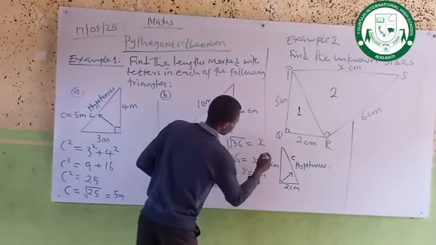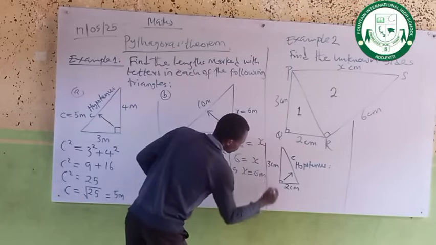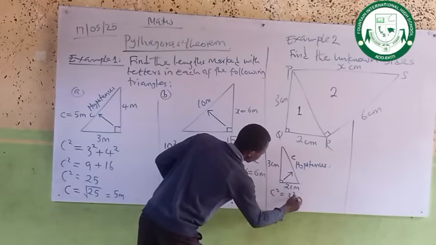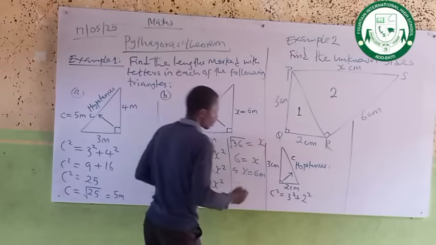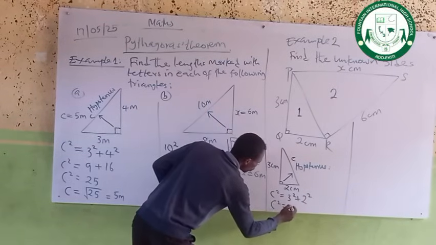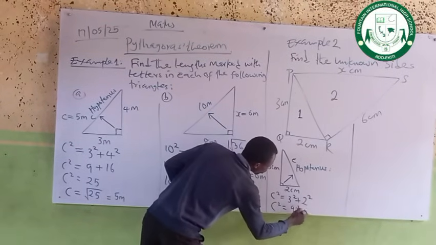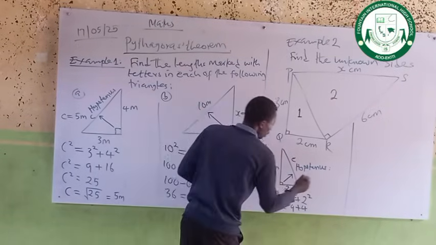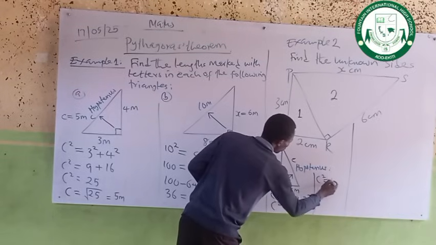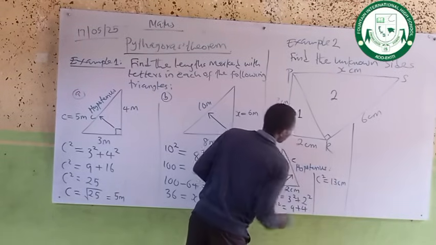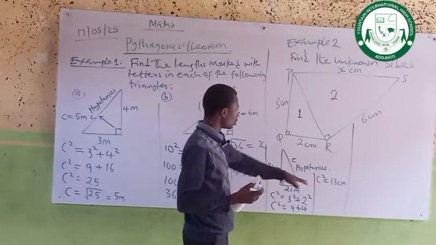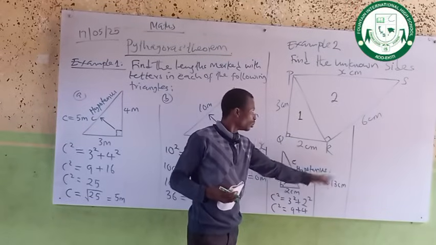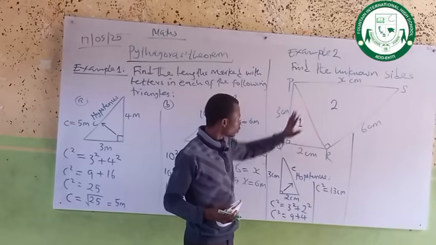So I'm going to have C squared equals 3 squared plus 2 squared. So that means C squared is equal to 9 plus 4. 9 plus 4 will give you 13. So it means that C squared equals 13 centimeter. Now I'm not going to get the square root of 13 because I want to use it here. Using it here in this form will make the job here very simple for you.